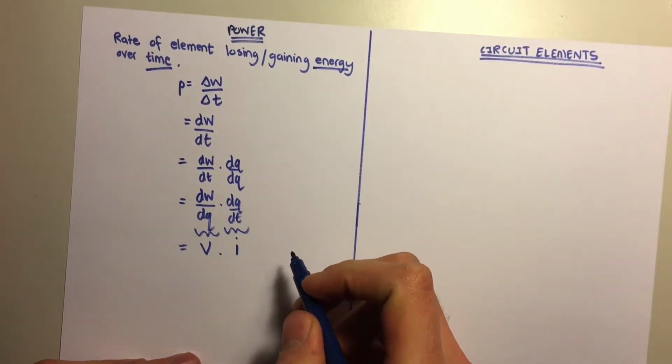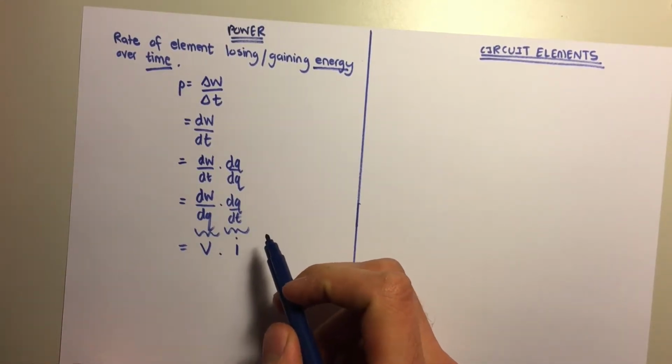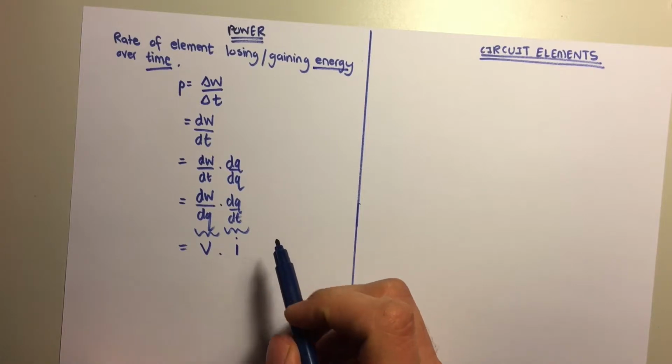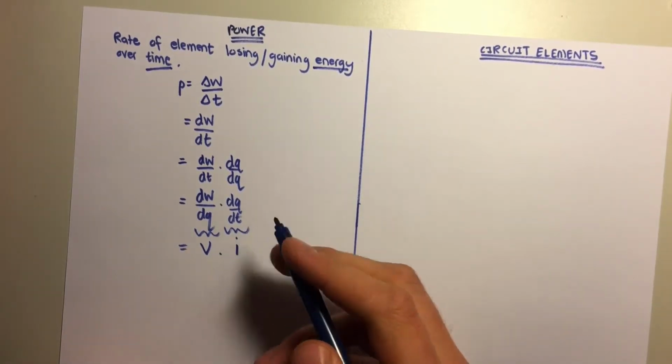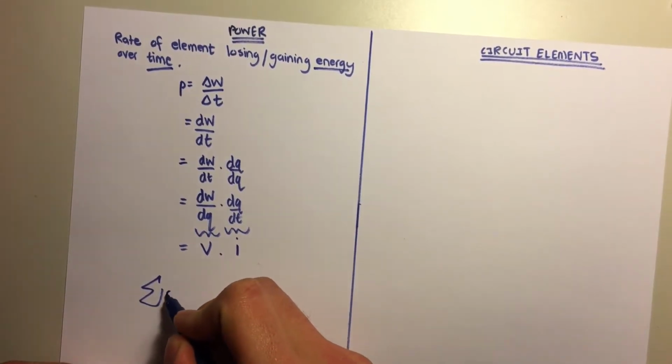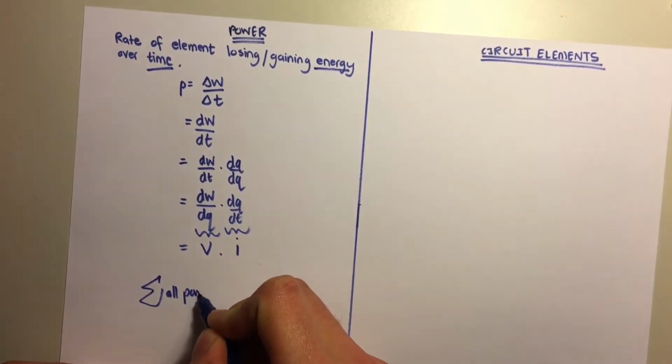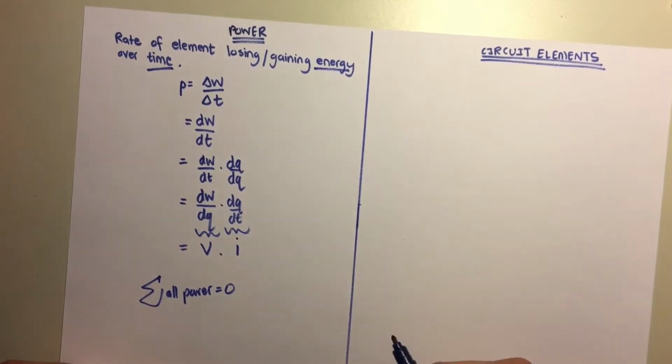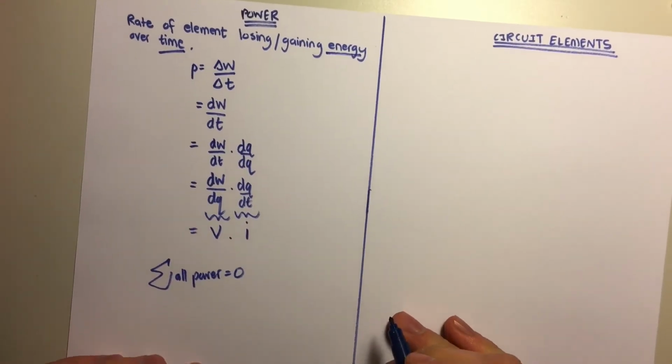So that is how we derive that formula. This is simply the theory video, so this is just going to be used as it is. You won't have to derive it every time. Something else about power is that the sum of all the powers in a circuit is equal to 0. Just something to note.